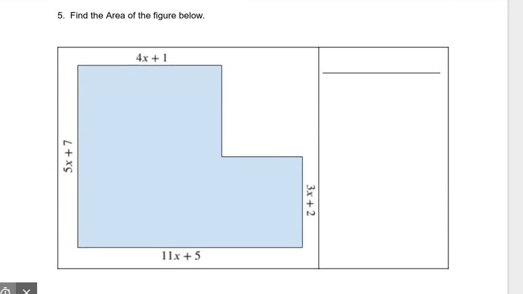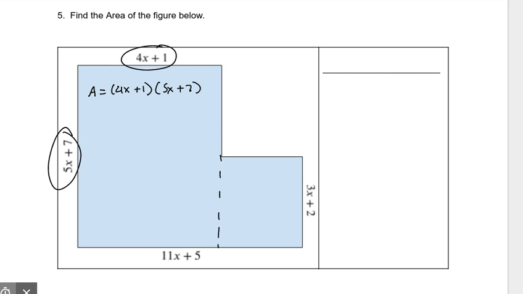Now, number 5 is slightly different. For this one, I'm going to have to figure out how I want to split this box. So you're going to have to make a decision on how to make this into 2 rectangles. I am going to go ahead and split mine like this. And I know the dimensions of the bigger rectangle, and I'm going to find that area. It's going to be 4x plus 1 multiplied by 5x plus 7. These are the dimensions of that rectangle.